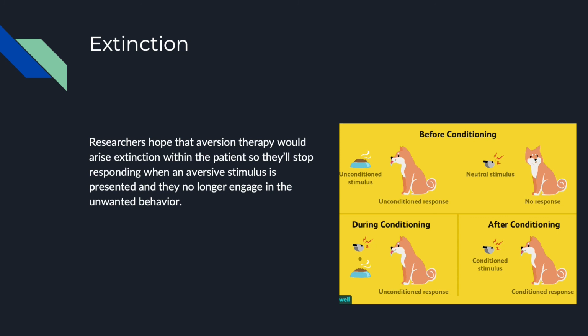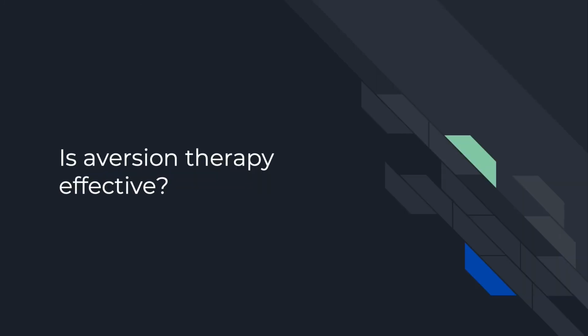So next slide: is aversion therapy effective? As I previously mentioned, one of the cons is resistance to extinction. So when it comes to aversion therapy, is it really effective? In some cases, yes. In some cases, no. Like I said, aversion therapy can increase anxiety that actually interferes with the treatment process, so some patients might experience anger and hostility during therapy.